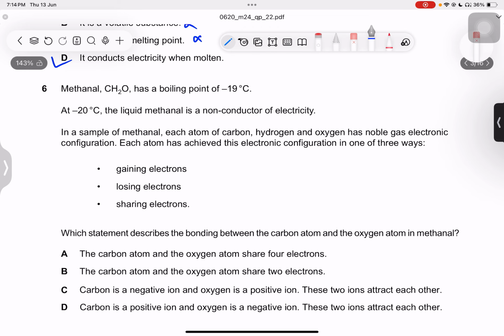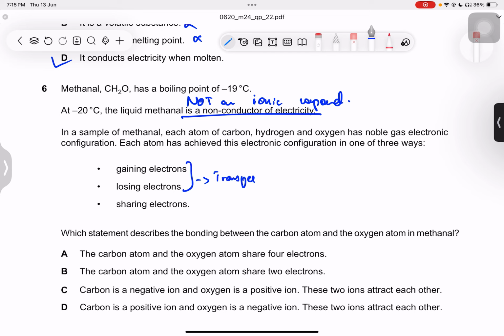Question 6, methanol has a boiling point of minus 19. At minus 20, the liquid methanol is a non-conductor of electricity, so it is not an ionic compound. In a sample of methanol, each atom of carbon, hydrogen, and oxygen has a noble gas electronic configuration. Each atom has achieved this in one of three ways: either by gaining electrons, losing electrons, or sharing electrons. The first two are related to transfer of electrons, which occurs in an ionic compound only, so these two are incorrect.